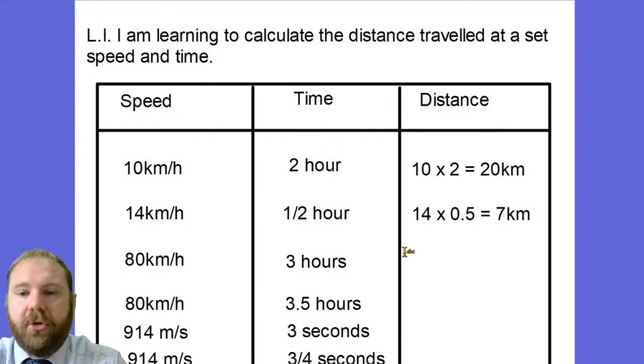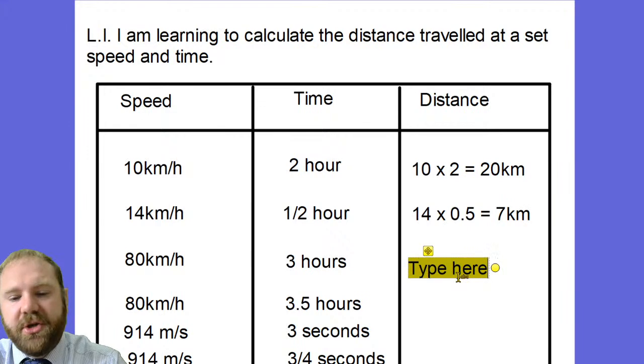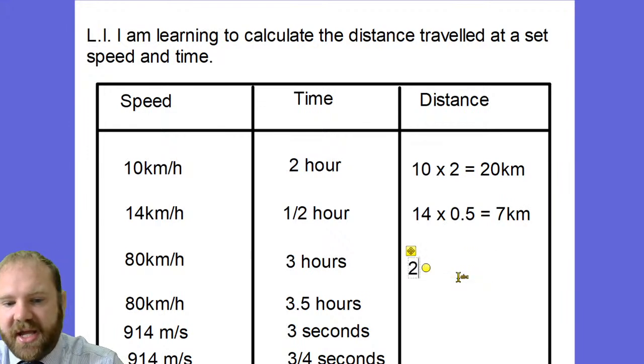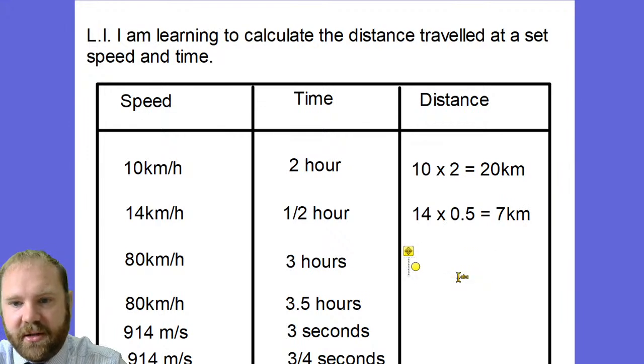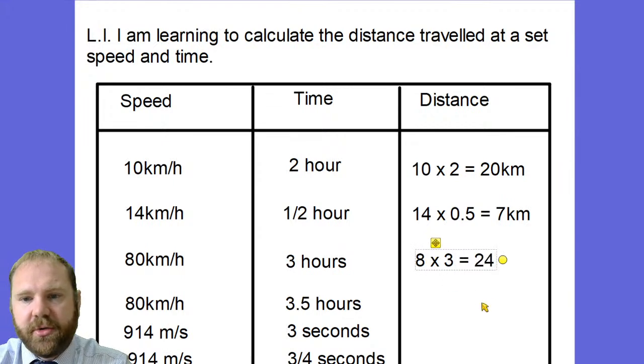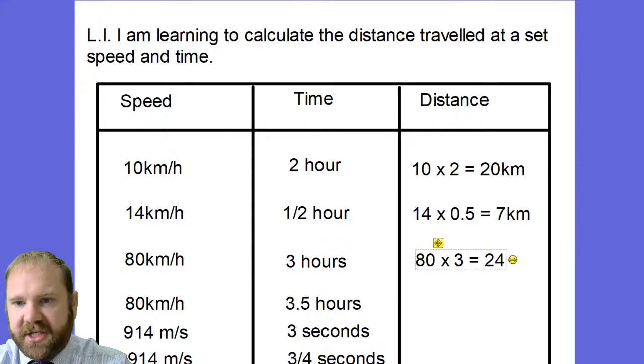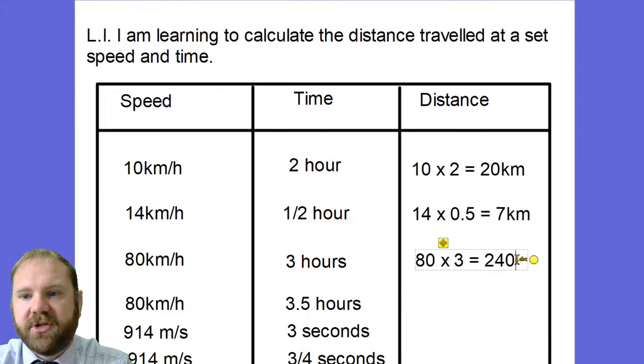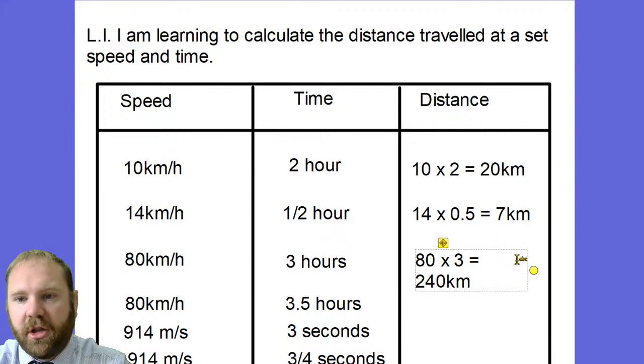All right? So, 3 times 8, well, we can do that. We know our 3 times table. We can easily get up to 8. That's 24, right? In fact, let's do it like this. So it's 8 times 3. And that equals 24. Okay. Well, we're not doing 8 times 3 though, we're doing 80 times 3. Which means our answer is going to be 10 times bigger. It's going to be 240 kilometers.